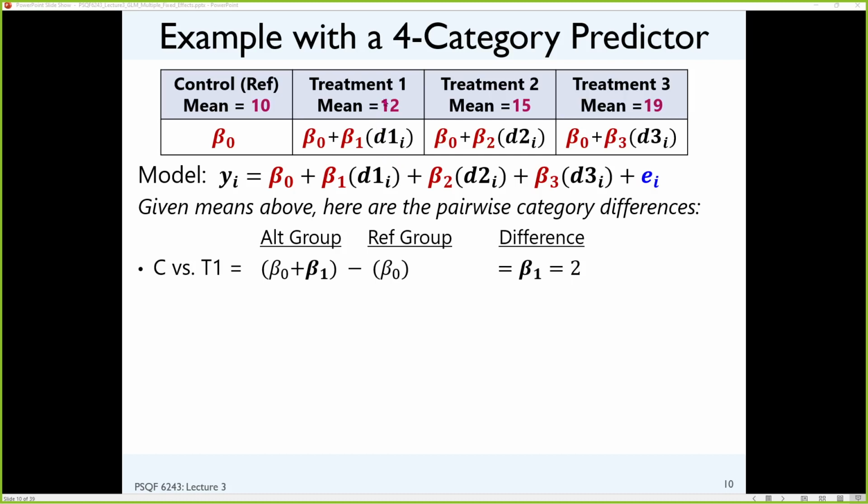If I had treatment 1 doing worse, let's say that the treatment actually backfired, then this slope would be a negative number, because treatment 1 would be lower than control in that case. Likewise, control versus treatment 2. The alternative group is beta 0 plus beta 2 minus just the beta 0 part, so beta 2 must be 5, because the treatment 2 group is 5 more than the control group. So the slopes of these new dummy-coded predictor variables that we've made are group differences relative to control.